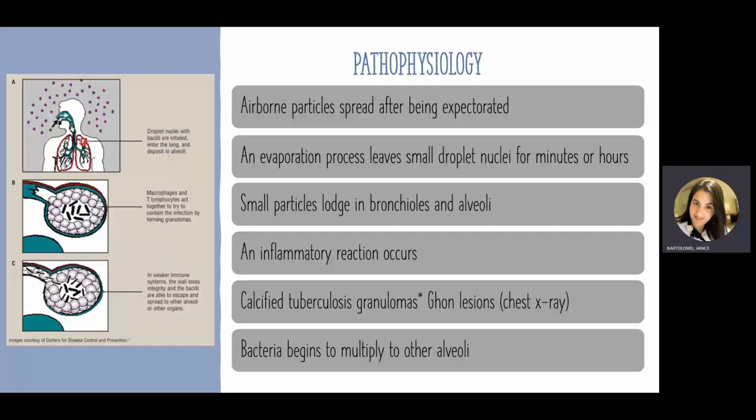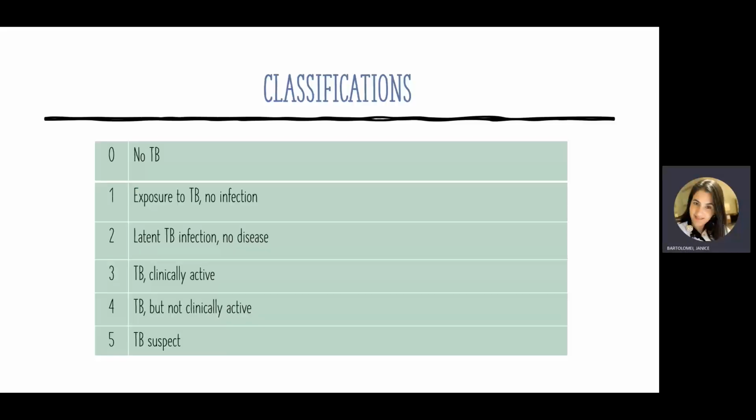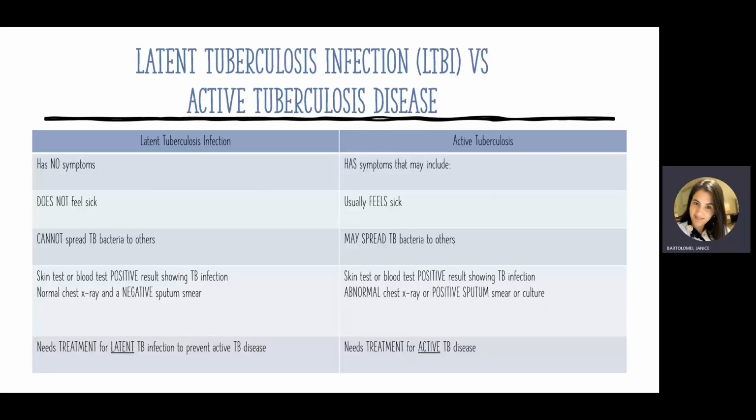All right, so let's see. There are different classifications, 0 meaning no TB to 5 meaning it's suspected. This is on page 605 of your book, so you can refer to that and see what the classification is. You could have latent TB infection but not the disease, meaning it's dormant, like you've been exposed. Moving on to the next table, feel free to pause the video.